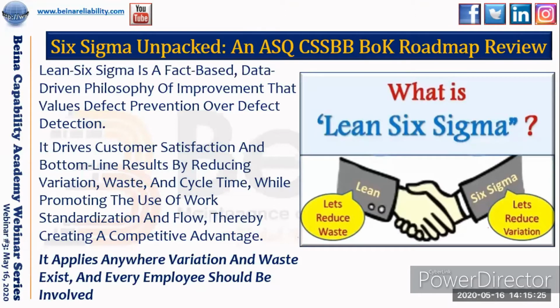And customers are the center of this. So it drives customer satisfaction and bottom line result by reducing variation, it reduces waste, cycle time is reduced, and you have a competitive advantage because in using Lean Six Sigma, you are able to reduce the cost of your production. And just to be clear, it applies anywhere variation and waste exist. And every employee must be involved.